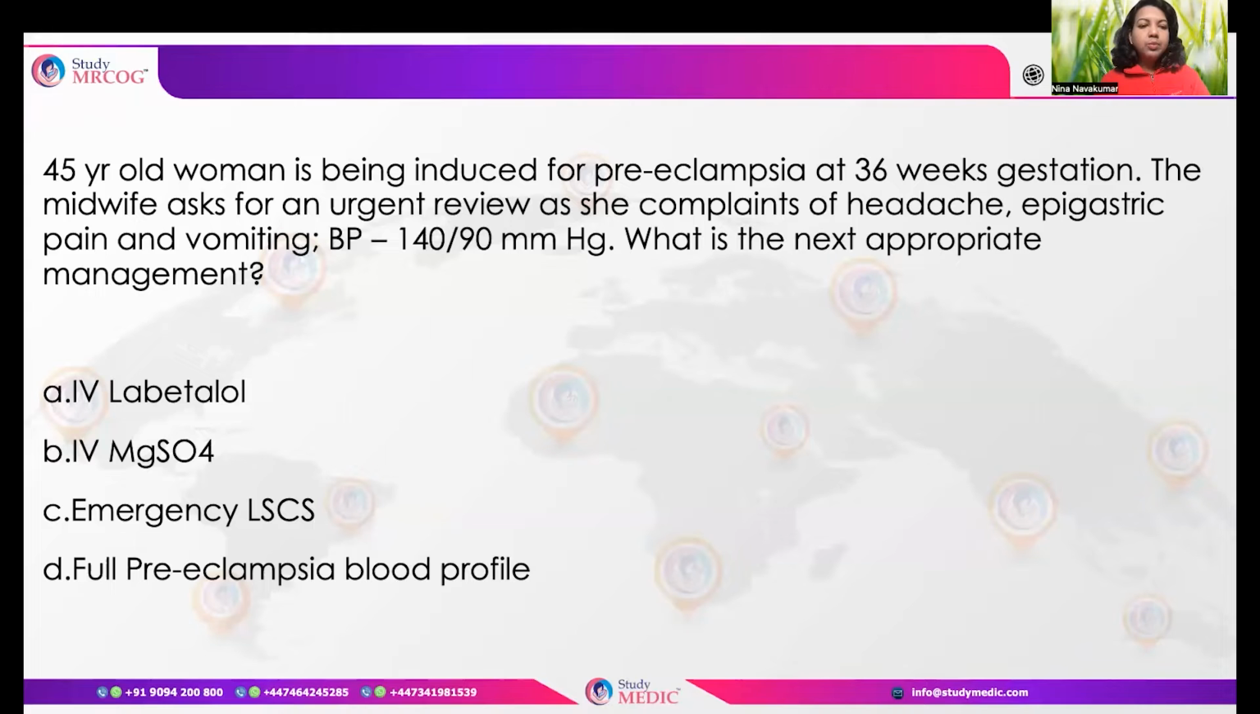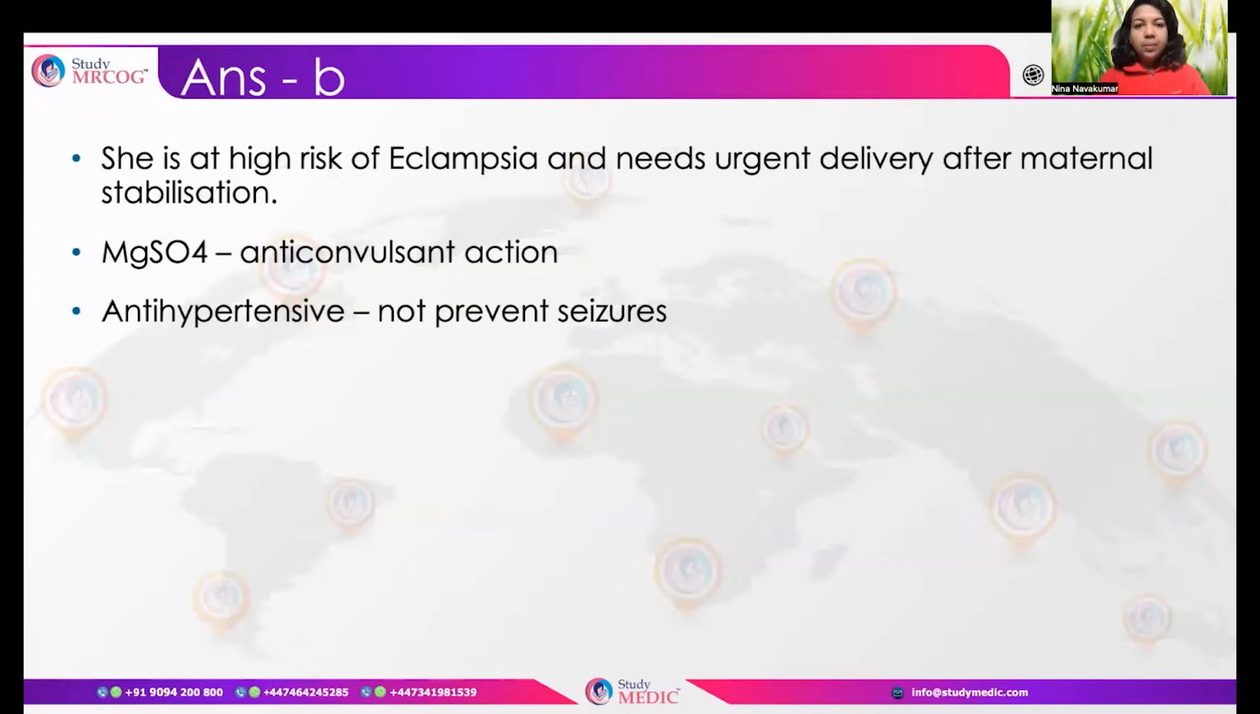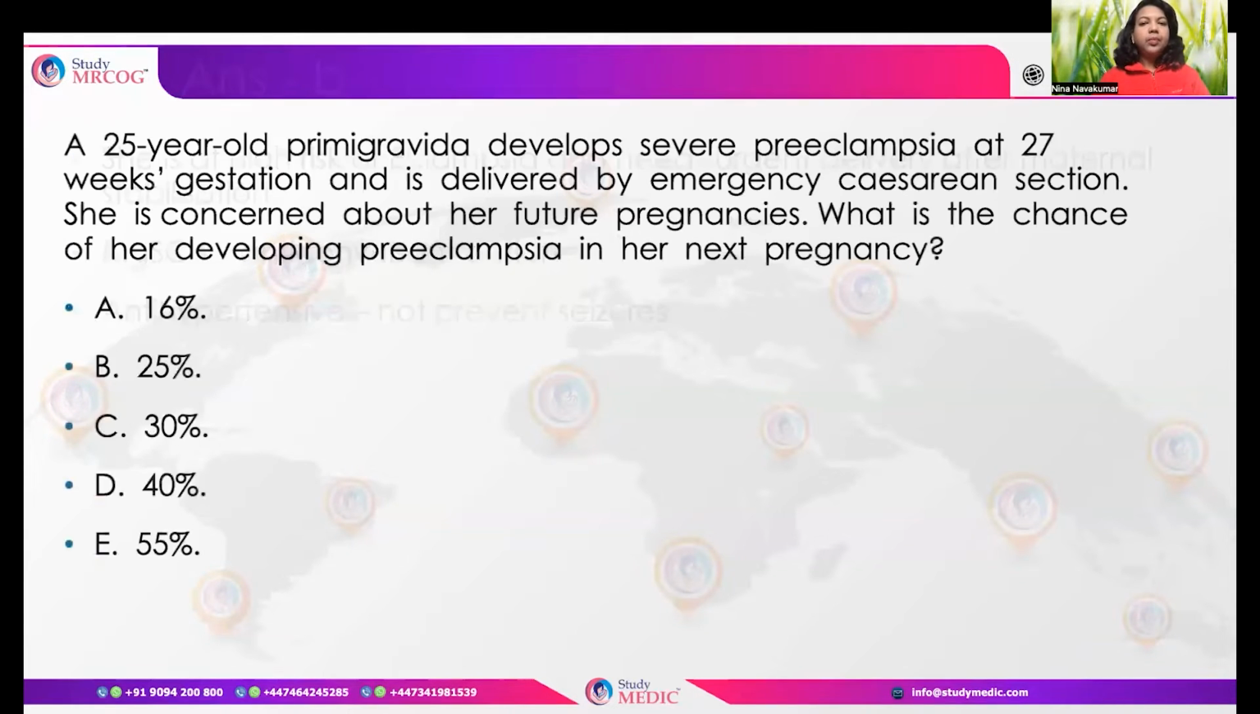So the best option would be to go ahead with intravenous magnesium sulfate because of the onset of impending symptoms, to prevent eclampsia. And she needs stabilization. If the blood pressure was persistently more than 160 by 110, she would definitely need an intravenous antihypertensive agent as well, along with magnesium sulfate. Magnesium sulfate has an anticonvulsant action while it is not an antihypertensive. Moving on to the next question.